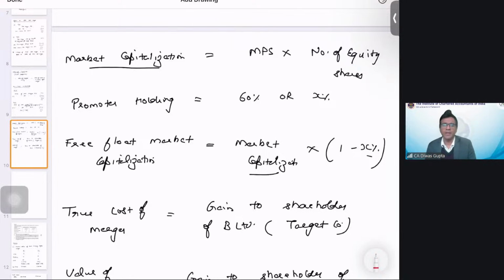Okay. Then, students, we all know what is meant by market capitalization. Market capitalization is the market price per share into number of equity shares, right? That we call market capitalization. Promoter holding, we call it 60% or X%, whatever it may be. So the free float market cap becomes market cap into 1 minus X percentage.